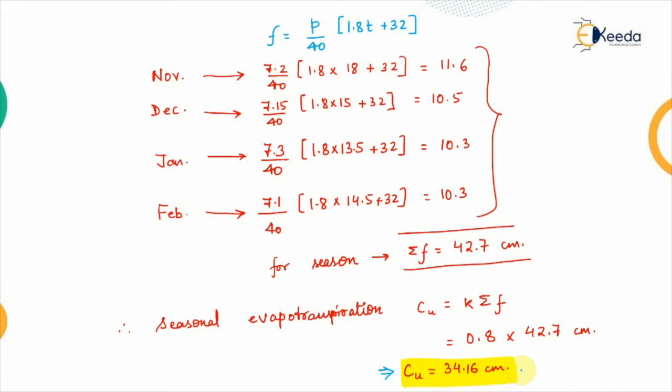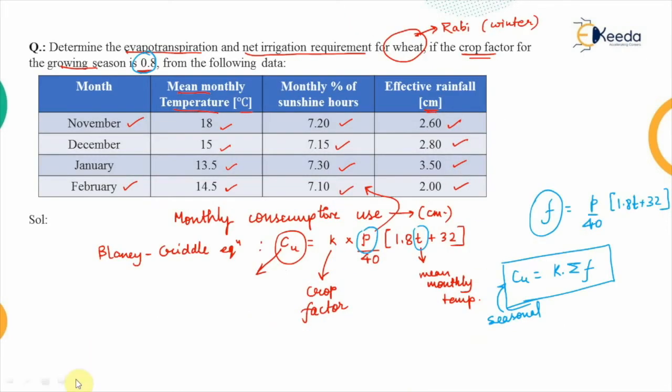That means this much amount of water has to be supplied by the irrigation facility. And if we supply this much amount of water, this requirement of the water is known as the consumptive irrigation requirement of the crop. But if we look at the problem, there is one more data that has been given, which is the effective rainfall. For each month, effective rainfall has been given.